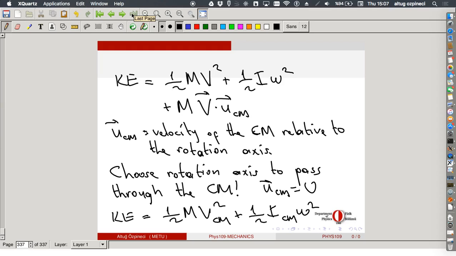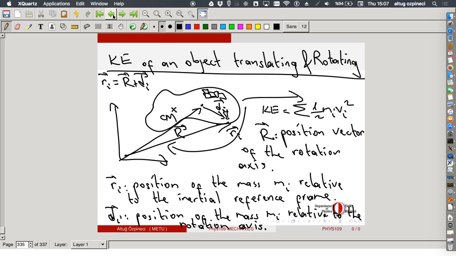But in any case, whichever axis you choose, we are always calculating this quantity which doesn't know about any axis. Other questions?